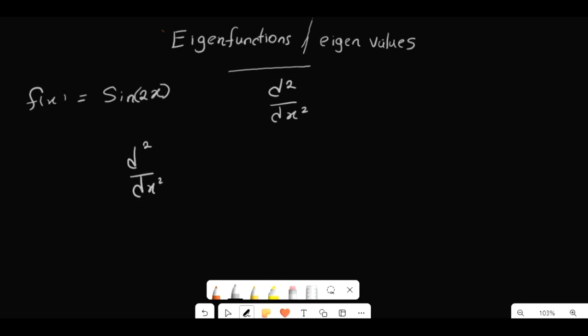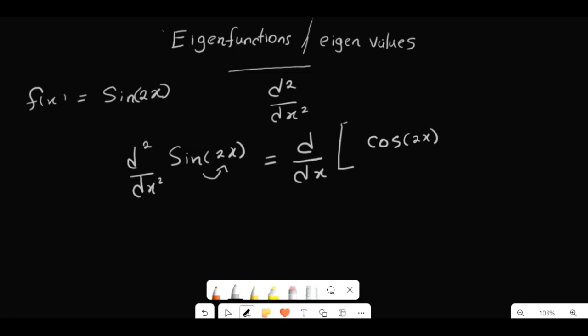d squared over dx squared of sine 2x. Okay, so this is a simple derivation. I hope you remember how to derivate this kind of function. We first derivate the whole thing, so this is sine. I will take d over dx of sine 2x, so we have cos 2x, and then we move inside. Inside we have 2x, so derivating that gives us 2. Now we have to derivate the whole thing again. This number 2 is a constant, so we can take it out.